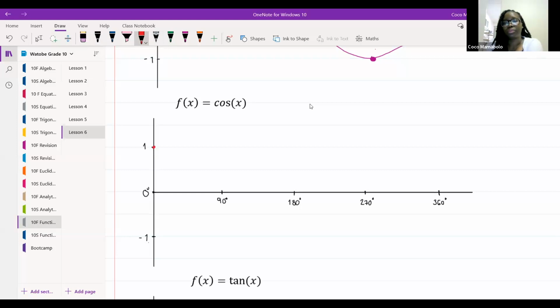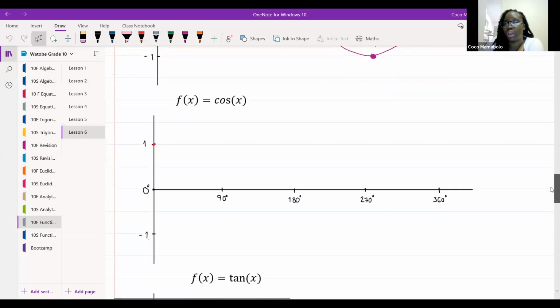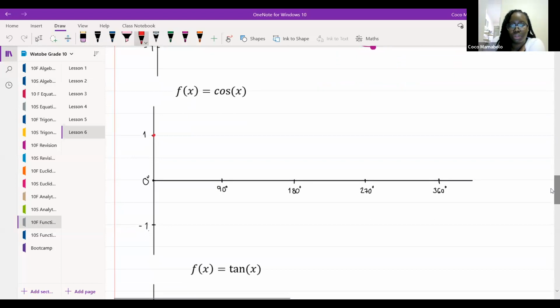What about cos of 90? Yes, absolutely. You should be drawing. Cos of 90 is 0. Good. So at 90 and 0, we make a point. What about cos of 180, guys? Cos of 180, -1. Good. You just need to punch it into your calculator, guys. Nothing fancy. Cos of 180 will give us -1.